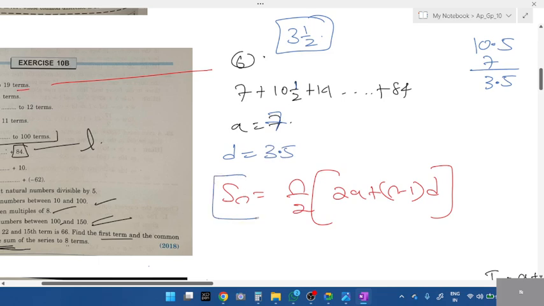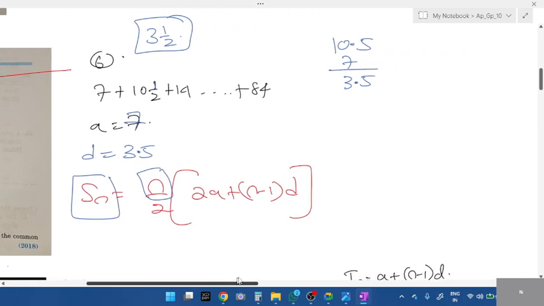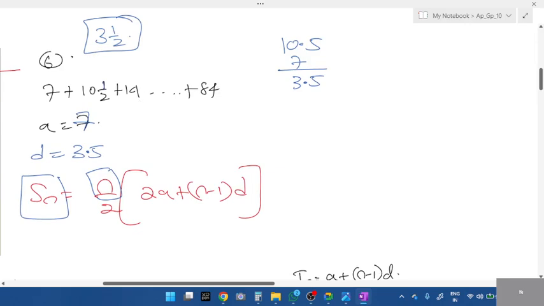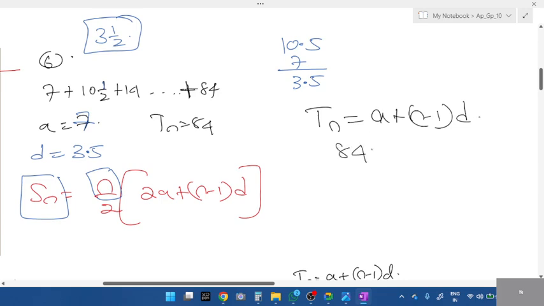If you want to find the sum, is the N value given? All of you respond. Is N given in this question? N is not given, right? Tn value is given. Tn is equal to 84. So before using Sn, we need to find N using Tn. Tn is equal to A plus N minus 1 into D. Tn is 84, A is 7 plus N minus 1 into D. D is 3.5. 77 is equal to N minus 1 into 3.5.